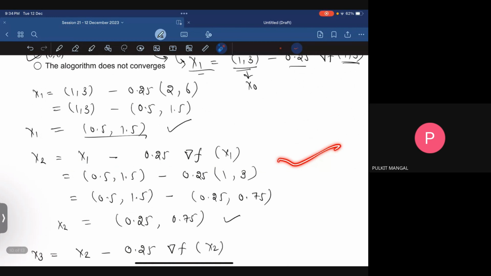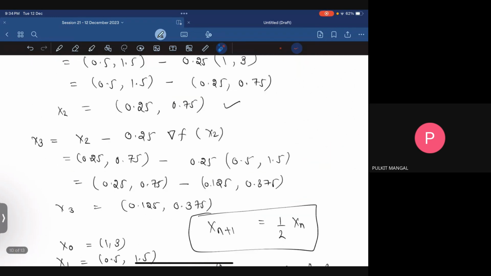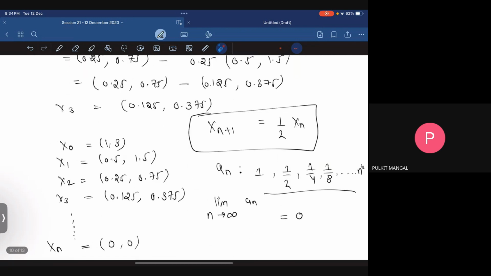Similarly, when you put n equal to 1, you will get my x2 and x3. Then we just observe that for each new vector, it is getting half from the previous vector. That is, x of n plus 1 is nothing but half of x of n, the just previous vector. So if we have any series like that, that is, we started with 1, then half, 1 by 4, 1 by 8, and this is going till n. When n tends to infinity, that is the n last term.